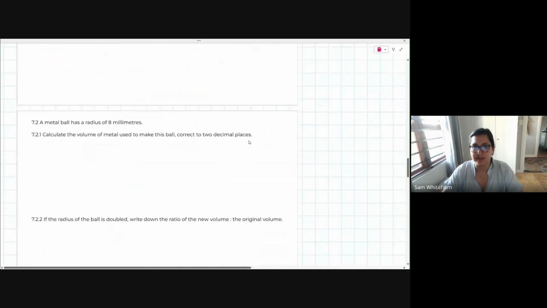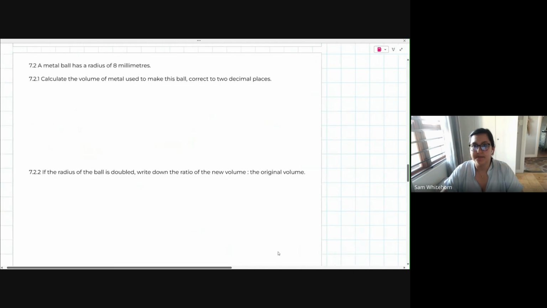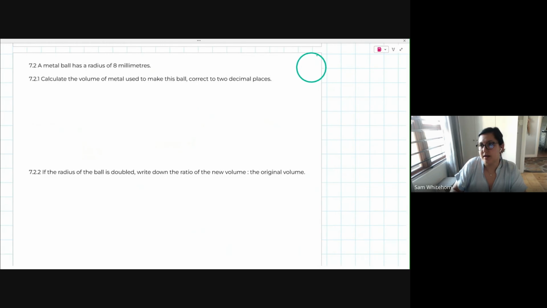Alrighty, so let's have a look at 7.2. A metal ball has a radius of 8 millimeters. Because it's a ball, we know we're dealing with a sphere. And we have a radius of 8 millimeters. Calculate the total volume of metal used to make this ball, correct to 2 decimal places. All right, let's first try that one, and then we'll have a look at the next one.